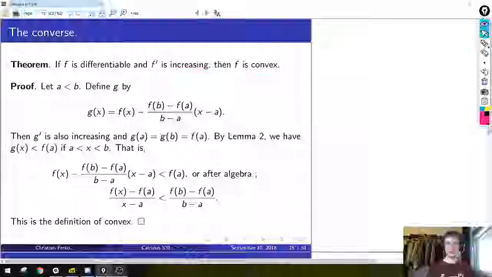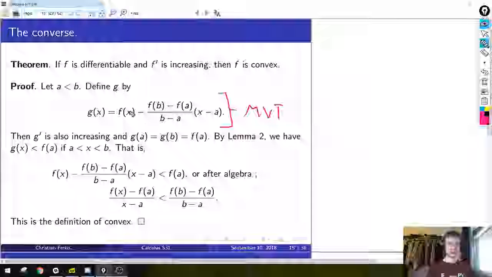Okay, let's prove it. So again, we pick 2 points a less than b on the interval. I should have said on an interval, so f is differentiable on an interval, and a and b are points in the interval. We're going to do the same trick, which we've seen a couple times now. It was in the proof of the mean value theorem, right? Yeah, the mean value theorem, using Rolle's theorem.